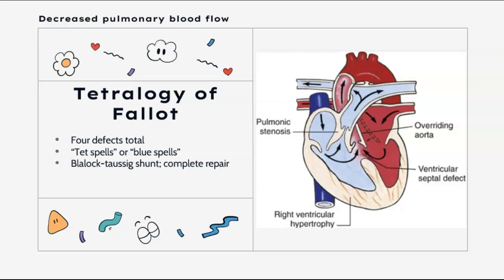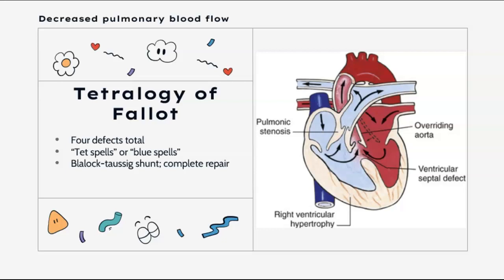Right ventricular hypertrophy is an increase in the size of the muscle of the right ventricle, which decreases the effectiveness of the right ventricle in pumping. And an overriding aorta is when the aorta lies directly over the ventricular septal defect and receives mixed blood. Signs and symptoms include episodes of severe cyanosis and hypoxia.